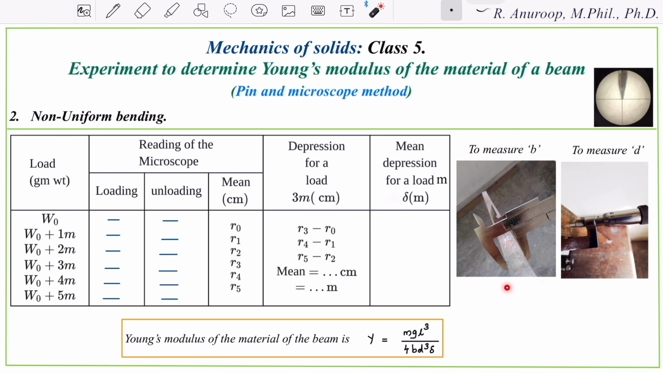And after that, measure the breadth of the bar using a vernier caliper and measure the thickness of the bar using a screw gauge. Then we can find out the Young's modulus of the material of the beam using the equation Y is equal to mgl cube divided by 4bd cube delta, where m is the mass that we have added in each step. In the present case, it is 50 gram. This is the experimental method to determine Young's modulus of the material of the beam using non-uniform bending.